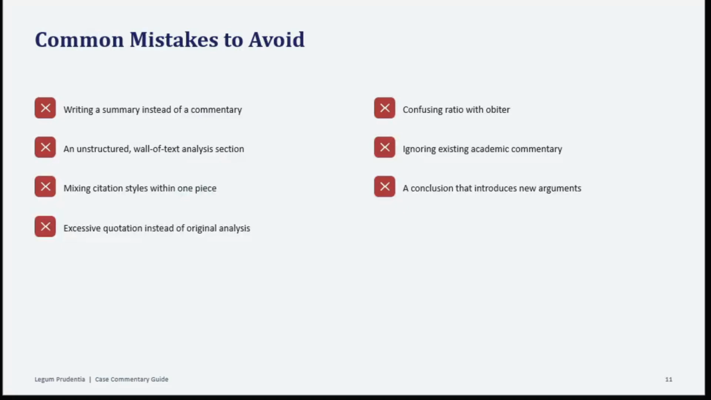Now, common mistakes to avoid. Writing a summary instead of a commentary. Second thing is an unstructured wall-of-text analysis section. Mixing citation styles within one piece. Excessive quotation instead of original analysis. Confusing ratio with obiter. Ignoring existing academic commentary. A conclusion that introduces new arguments.